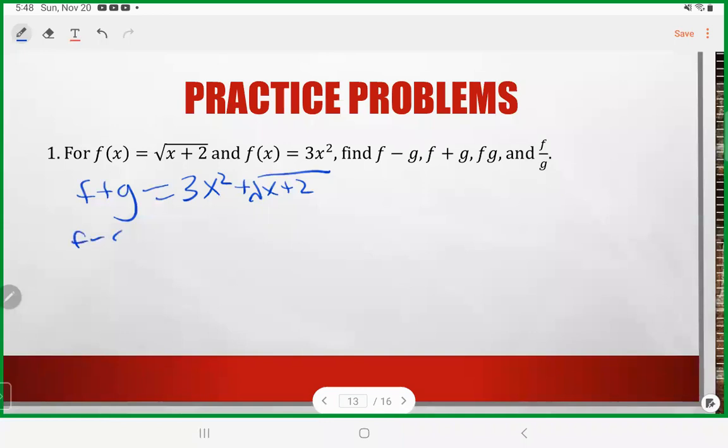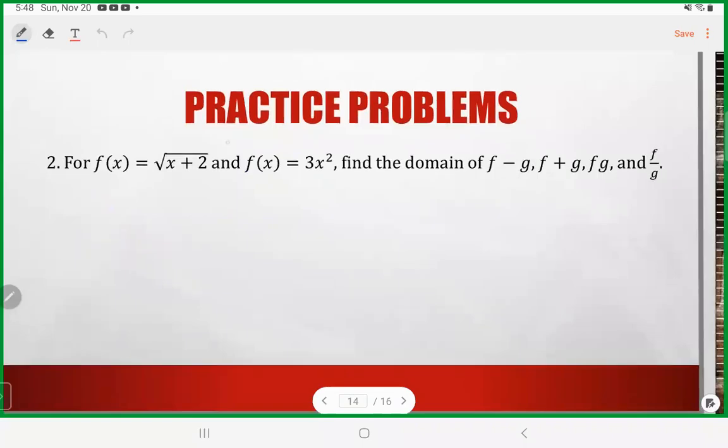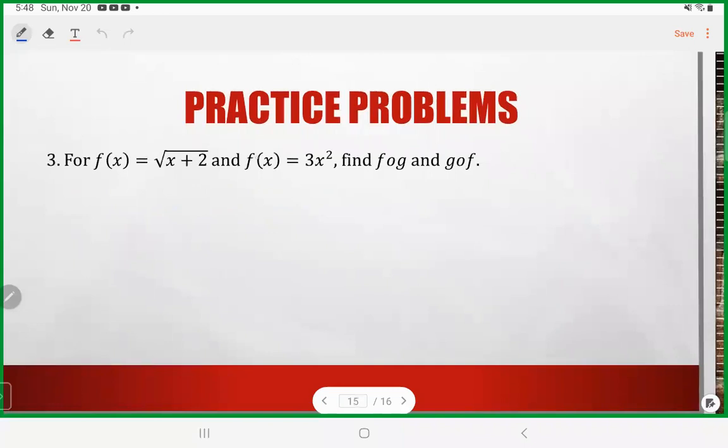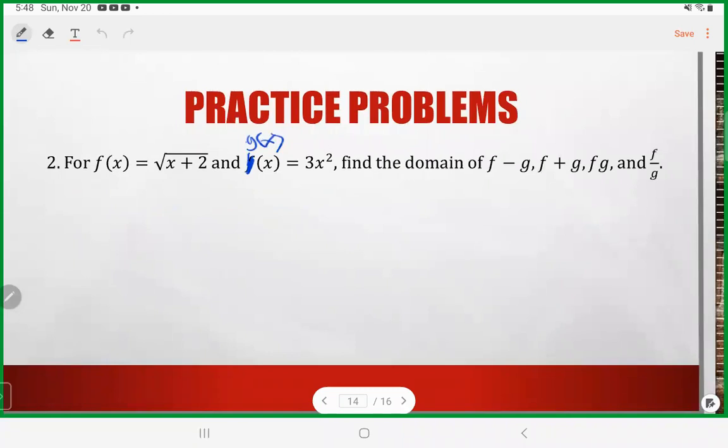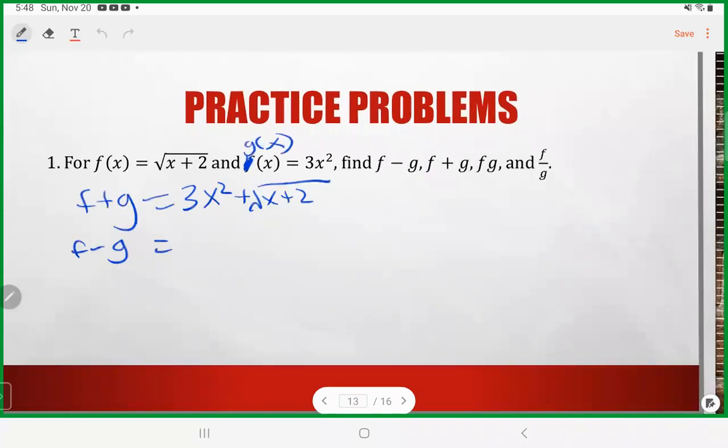f minus g is also very easy. Okay, I forgot, this is g of x, by the way. This is g of x. Did I make the same mistake? I made the same mistake. And that's g of x. Okay, then it's going to be x plus 2 minus 3x squared, right?